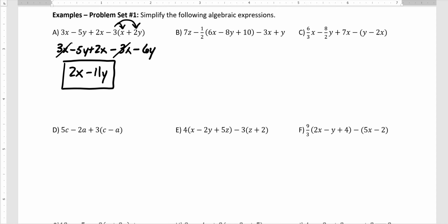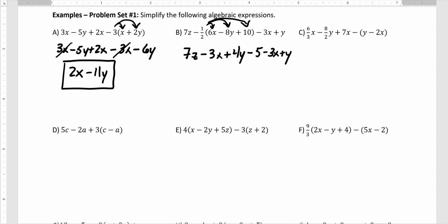Let's look at letter B: 7z minus 1/2 times the quantity 6x minus 8y plus 10, minus 3x plus y. Multiplying by 1/2 is the same as dividing by 2, so I'm going to divide each of these by 2. I'll have 7z, and really it's divided by negative 2. So I'll have negative 3x, negative 1/2 times negative 8y would be positive 4y, negative 1/2 times 10 would be minus 5, and then minus 3x and plus y.